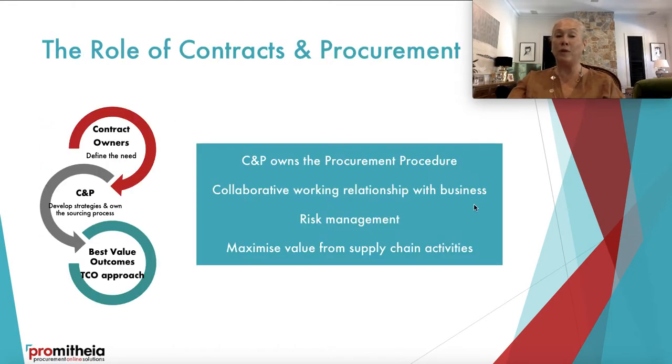So the role of procurement, we like to use contract owners and C&P. So the contract owners define the needs and the C&P support by developing the strategies, and they actually own the sourcing process. So it's really important that someone actually owns that governance and ensures that the process is being followed properly. Ideally, that is to ensure that value in that spend management is being delivered.